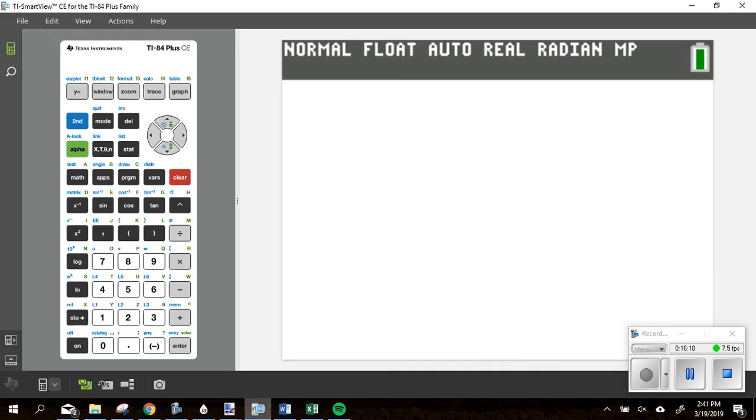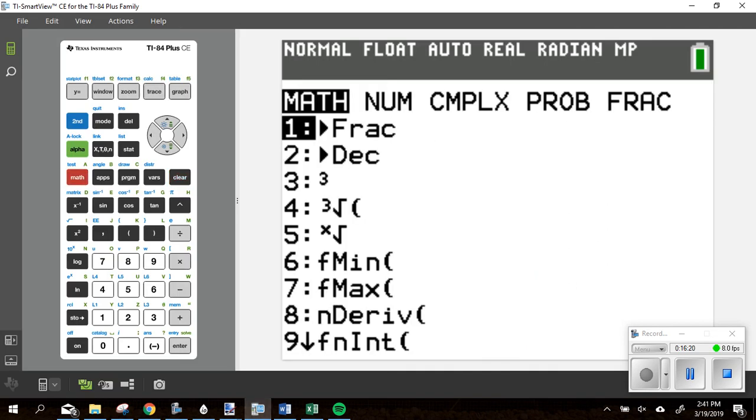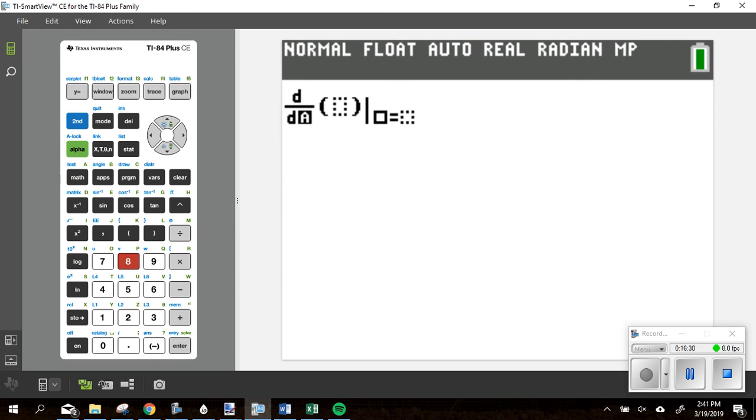So in my calculator, I'm going to hit the math button, and I'm going to hit math 8, because math 8 is right here for nDeriv, or the numerical derivative, or the derivative at a number. So we're going to go to number 8. We're going to hit enter. I've updated everyone's calculator. I did that at the very beginning of the year. You've forgotten already, but I did that.